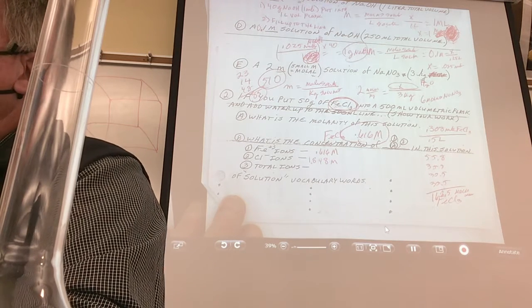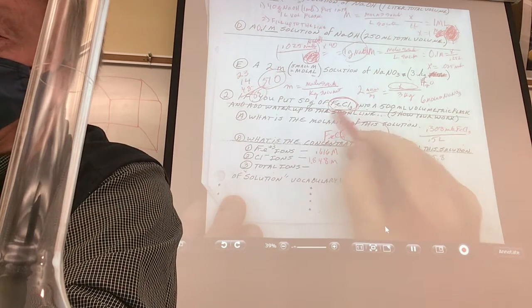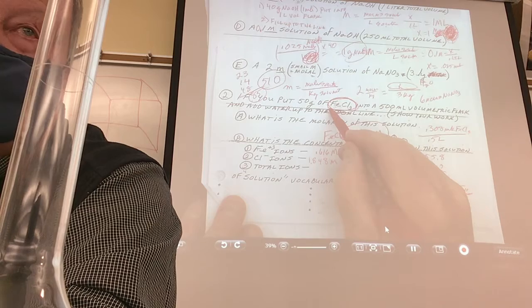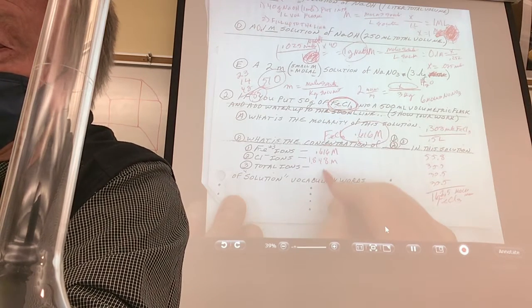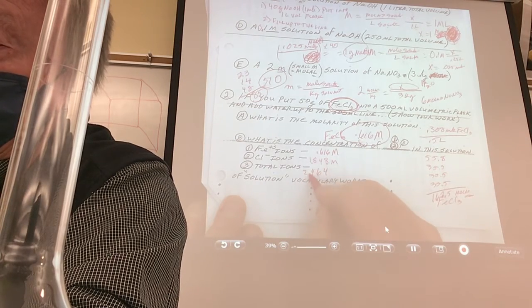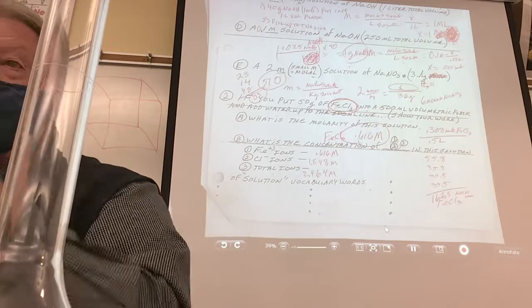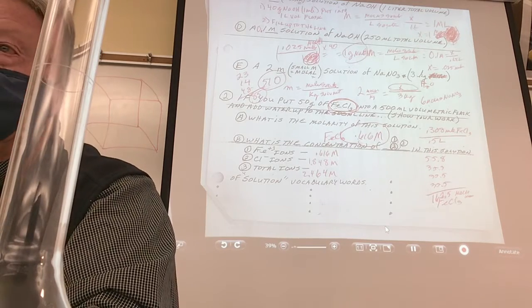Now here's a tough one. What's the concentration of total ions? For every one of these, you get how many total ions? 4. So let's multiply this number times 4. What do you think? I think that's the one that people kind of mess up on a little bit.